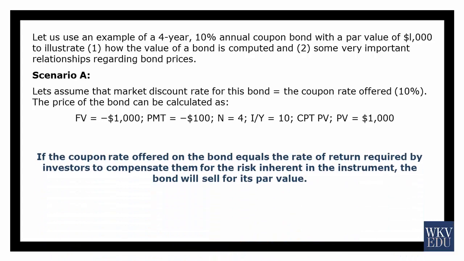If the coupon rate offered on the bond equals the required rate of return by investors to compensate them for the risk inherent in the instrument, the bond will sell at its par value. Do note that in year 4, the payment by the issuer to the investor includes the final coupon payment, $100 in our example, as well as the $1,000 face value redemption.